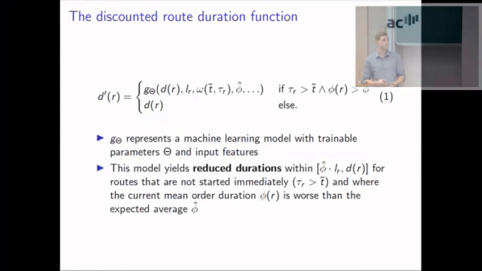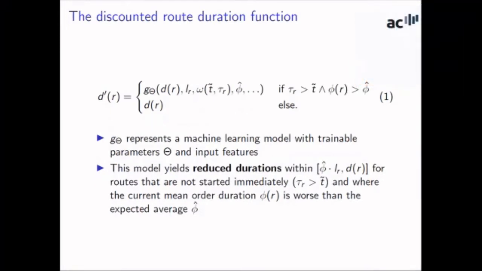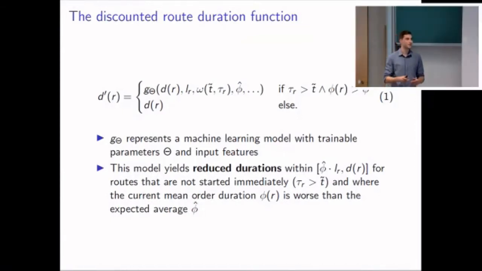Here you can see a formalization of the aforementioned surrogate function. The surrogate function actually replaces the myopic route duration. And most important on this slide is that only routes that have a worse than average mean order duration are considered for discounting. All other better routes are left the way they are, and the myopic route duration is used.